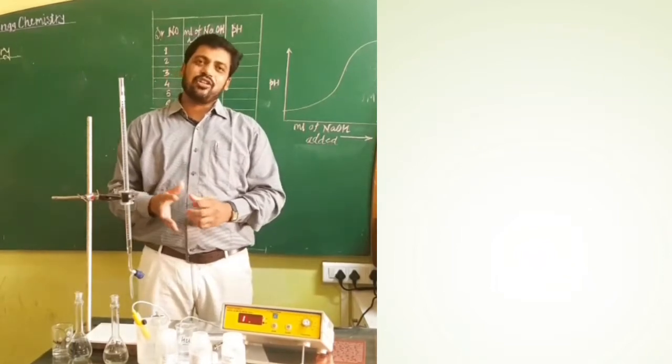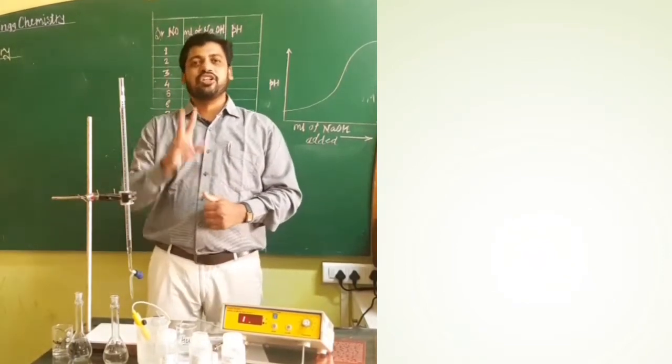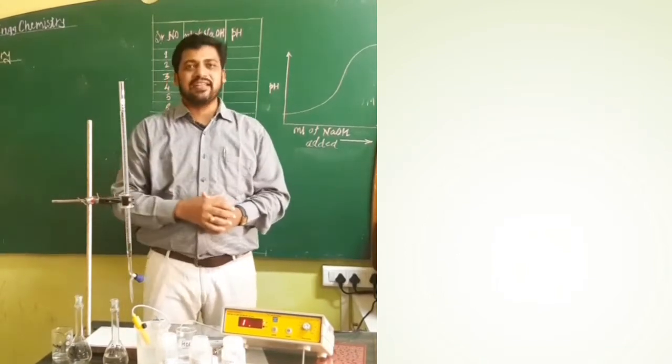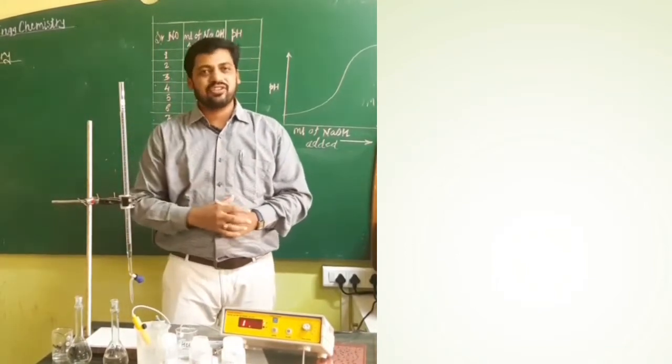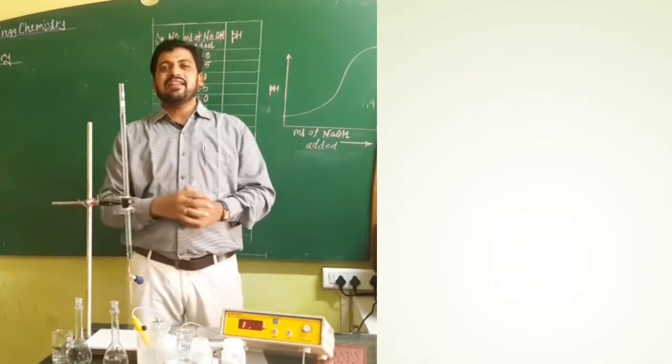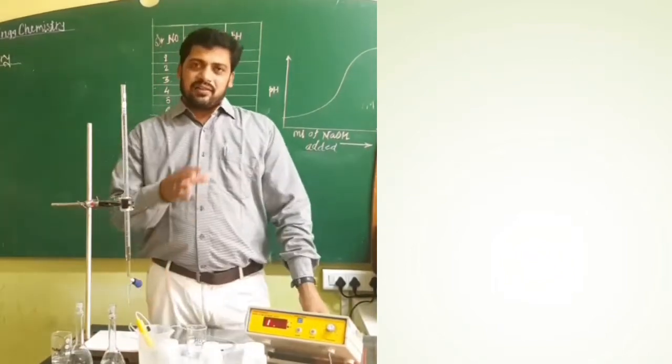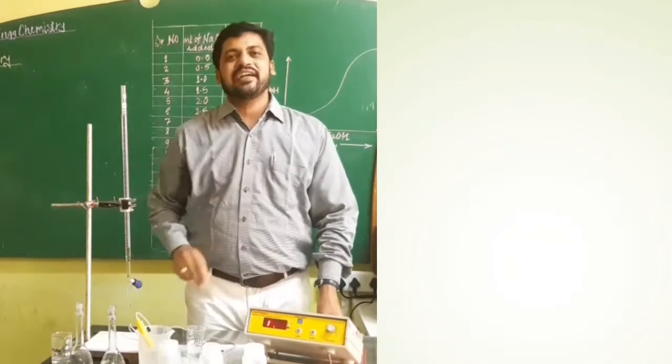You know that the strength of an acid is the product of two things: either the molecular weight into the molarity, that is the strength of the acid or base, or another formula, the equivalent weight into the normality of that acid or base. This experiment is basically divided into two parts.